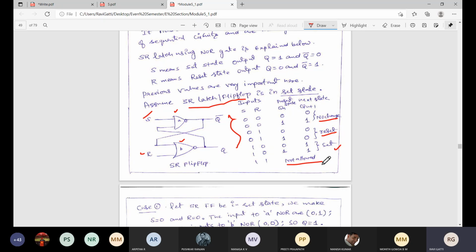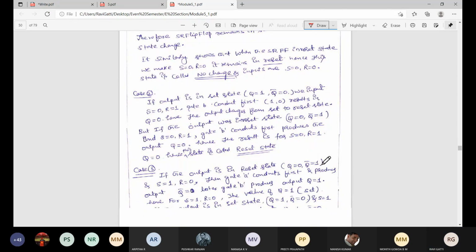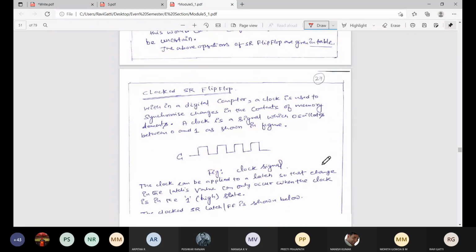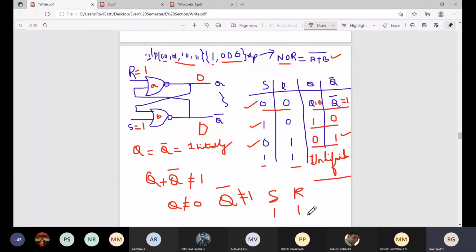Did you understand this one? Yes. Did you understand this one? Yes, Pushkar. Others?